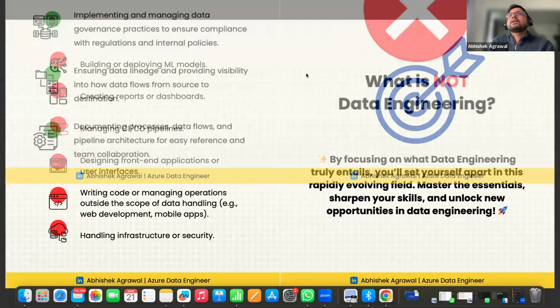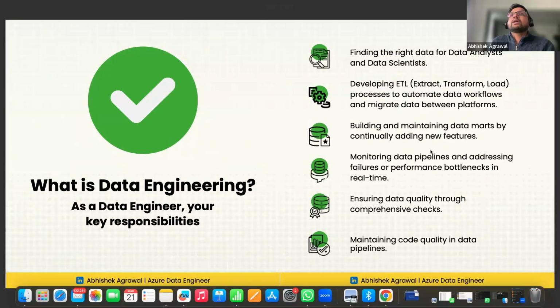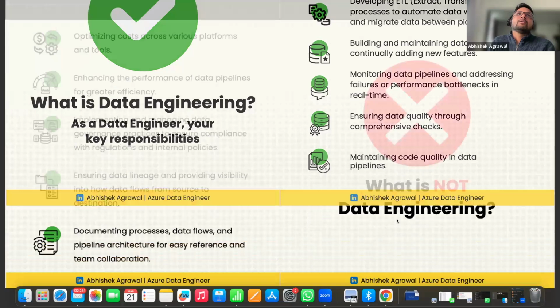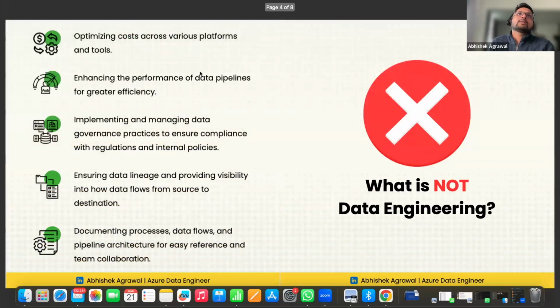First we will learn about ETL pipeline, we'll learn about data marts, we will also learn how to monitor the pipeline, and how to make a data quality check. We will also learn about cost optimization techniques, performance enhancement, data governance, and data lineage. We will also learn about documenting flows, which is more about documentation of whatever you have done.